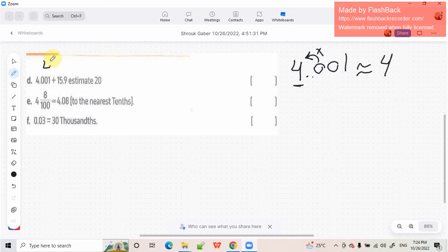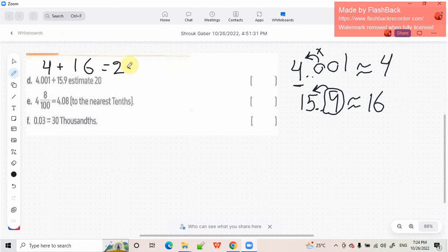Okay, here we have 4 plus 15.9. If I round, I will circle 9. 9 will give it 5, 1, 5 will be 16. Okay, it will give 1, so it will be 16. When we make estimation, 4 plus 16 equals 20. Estimation equals 20, yes, so the answer will be right. Okay, any problem for now?